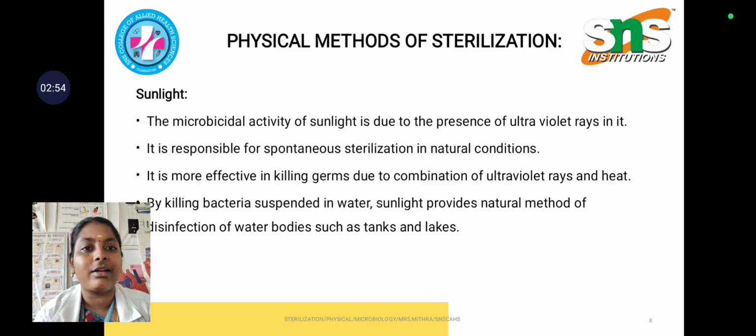By killing bacteria suspended in water, sunlight provides a natural method for the disinfection of tanks and lakes. Tanks, lakes, rivers, seas, all get disinfected in the presence of sunlight because it is natural.